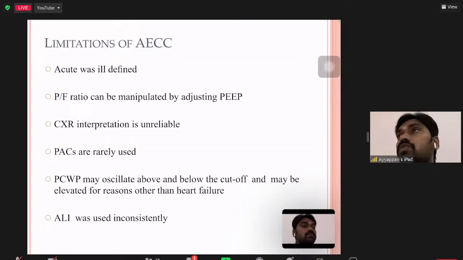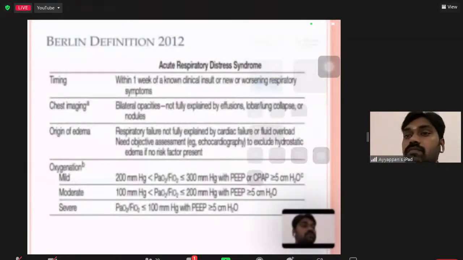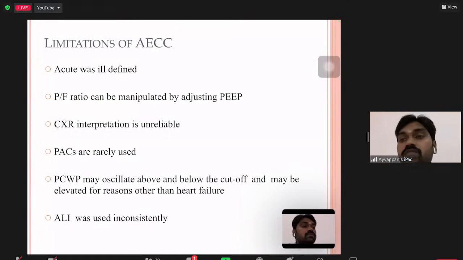A patient who is on face mask 5 liters O2 with a PF ratio of 200, and a patient who is on invasive mechanical ventilation with a PEEP of 10 and having a PF ratio of 220 or 240 cannot be equated together.